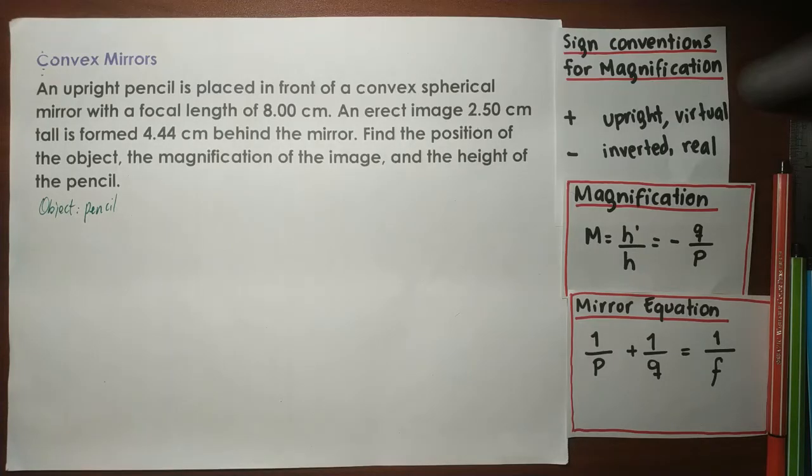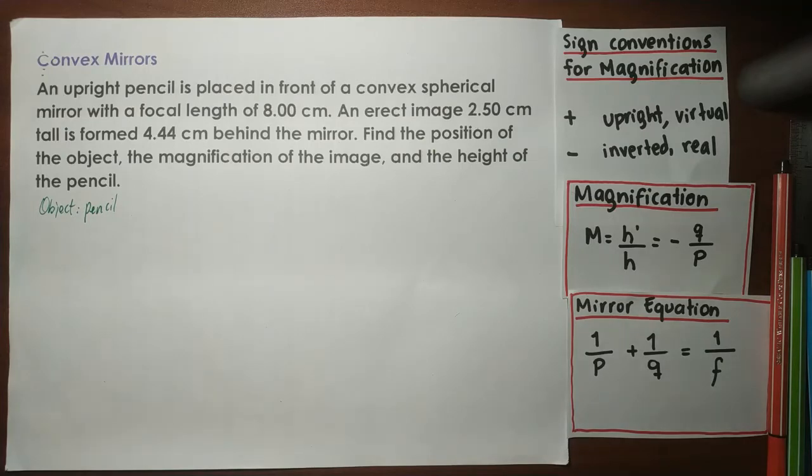Good morning, guys. This time we're going to talk about convex mirrors. For this example, we have a pencil that is placed in front of a convex spherical mirror with a focal length of 8 centimeters. An erect image of 2.5 centimeters tall is formed 4.44 centimeters behind the mirror. Find the position of the object, magnification of the image, and height of the pencil.